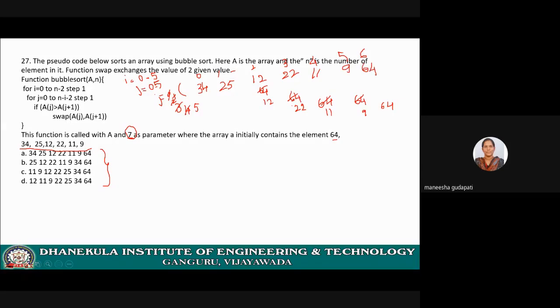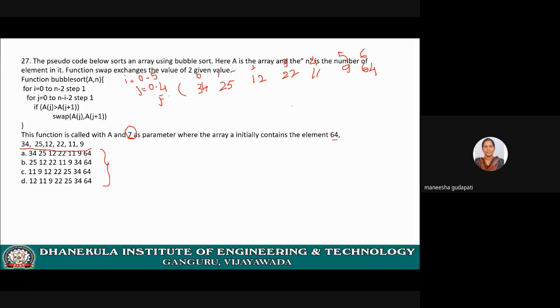Again in the next iteration, the i value increments to 1 and the j value again goes from 0 to n minus i minus 2. So 7 minus i, and what is the i value now? The i value is 1, so 7 minus 1 minus 2. What will be the value? It's 4. So here j repeats from 0 to 4.